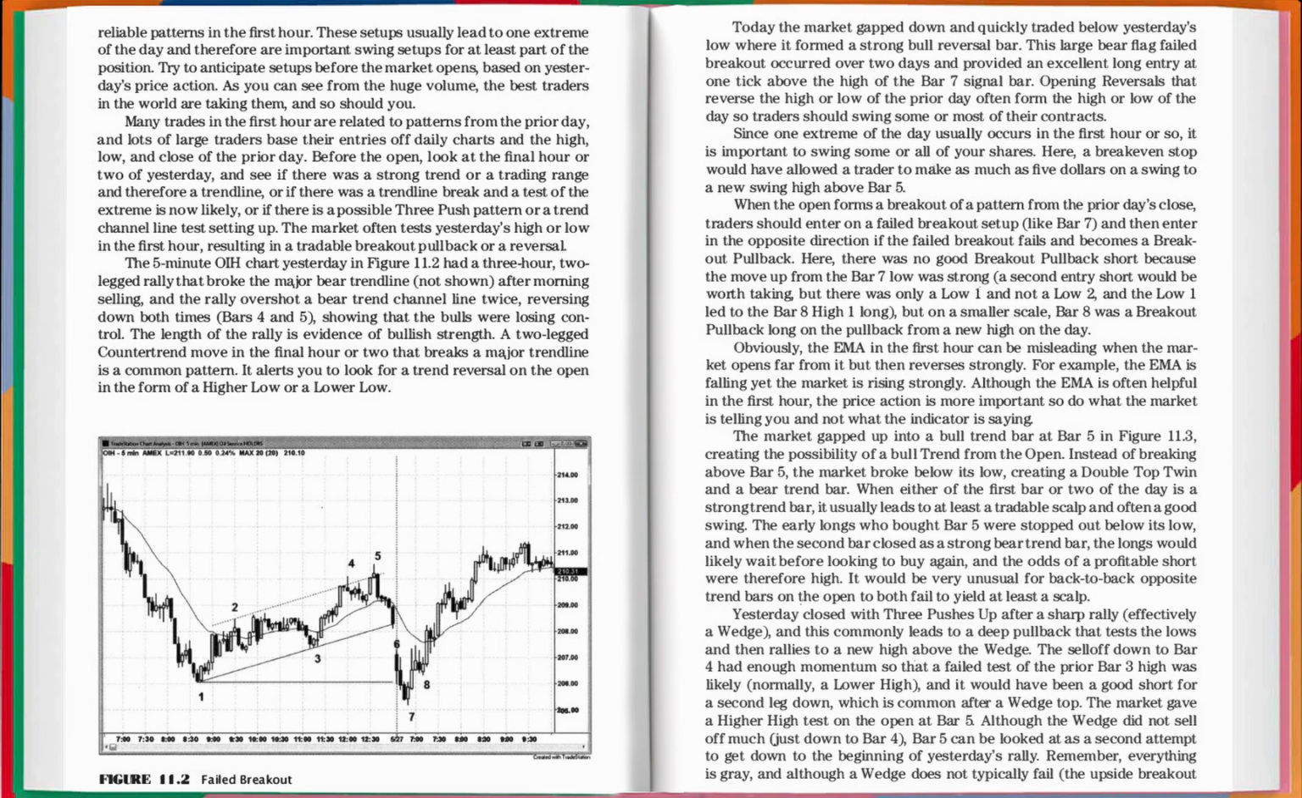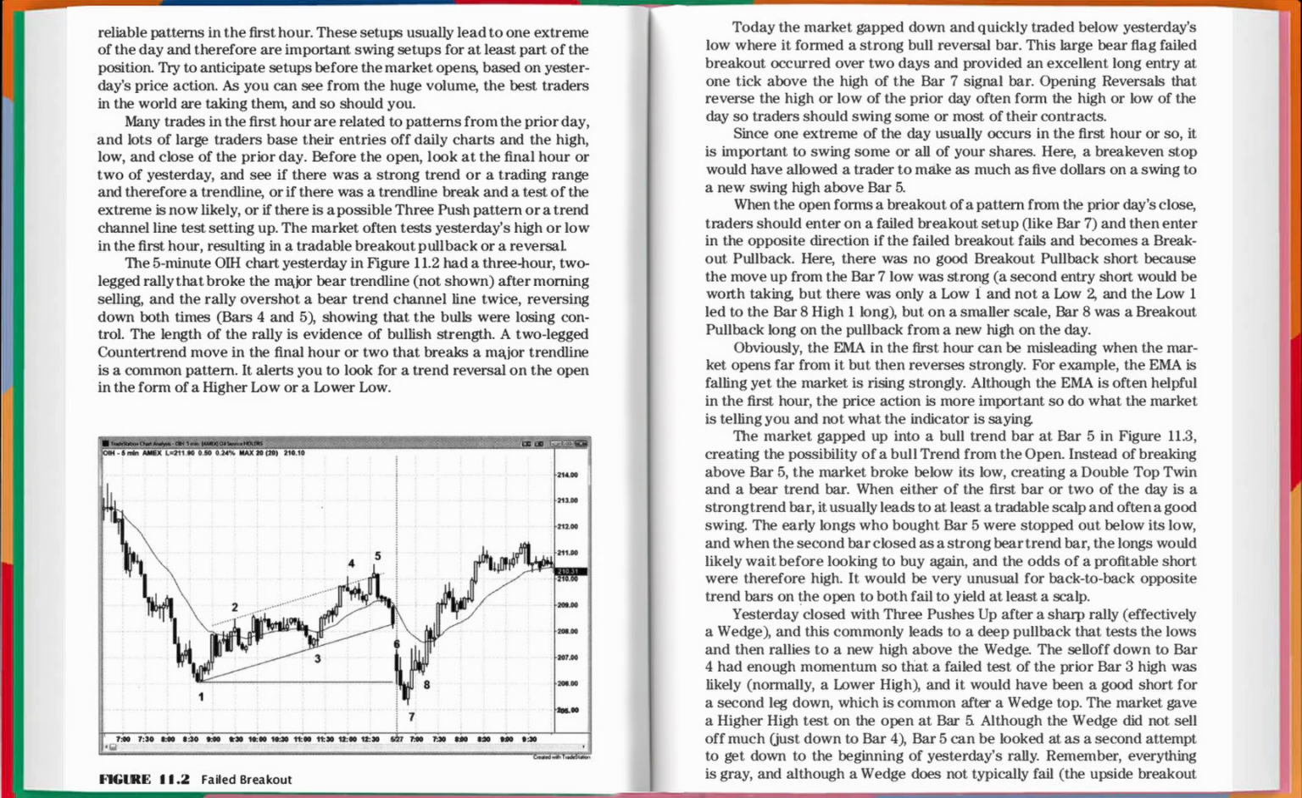The 5-minute OIH chart yesterday in figure 11.2 had a 3-hour, 2-legged rally that broke the major bear trend line, not shown, after morning selling, and the rally overshot a bear trend channel line twice, reversing down both times, bars 4 and 5, showing that the bulls were losing control. The length of the rally is evidence of bullish strength.